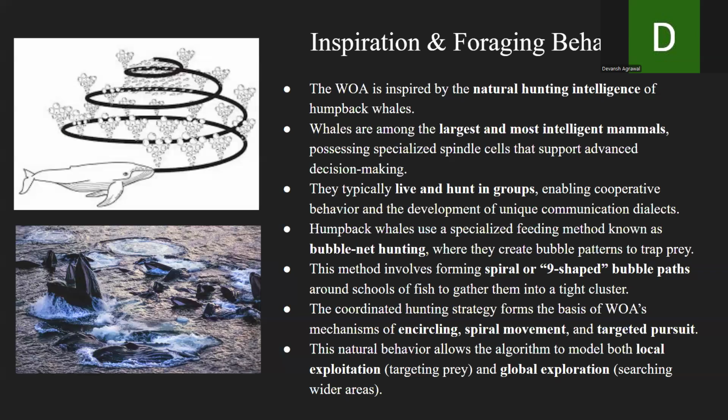One of their signature hunting strategies is bubble net feeding, where they create organized spiral or nine-shaped bubble net patterns around schools of fish, as you can see in the image. These bubbles form a net-like structure that forces the fish into a tight cluster, making them easier to capture. This elaborate and strategic method reflects both cooperation and precision, and WOA incorporates these aspects through mechanisms like coordinated encircling, spiral motion, and targeted pursuit.